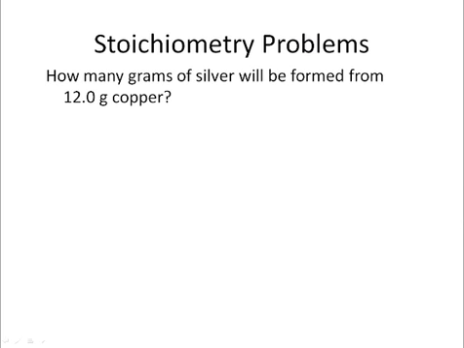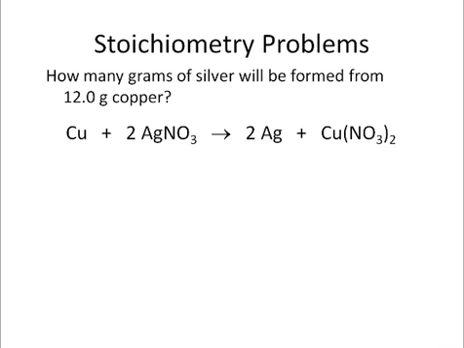Let's talk about one last problem here. This one's a little bit different. So here we have, it asks us how many grams of silver will be formed from 12 grams of copper, and I'll give you a reaction to use with it. So this is a quick calculation for us, but what we're being asked for this time is, we're giving you how many grams of copper we have, and it's asking how many grams of silver.